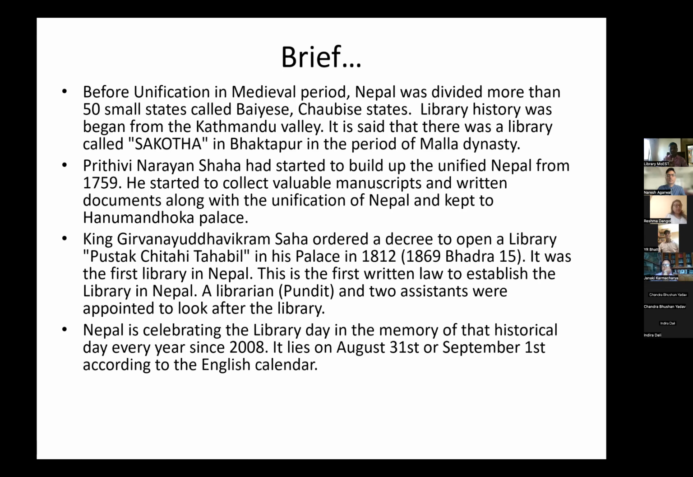Before unification, there were more than 50 small states called Baise and Chovise states. In that period, Bhaktapur was the capital of the Kathmandu state, and there was a library having more than 14,000 documents and manuscripts called Sakotha. Sakotha is the name for a library in the Newari language. When the unification started, King Prithvinarayan Saha used to collect all the resources from the states that were defeated during the unification period, and all those books and manuscripts were kept in the Hanumandoka Palace.